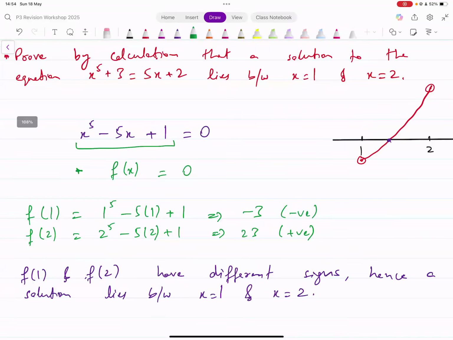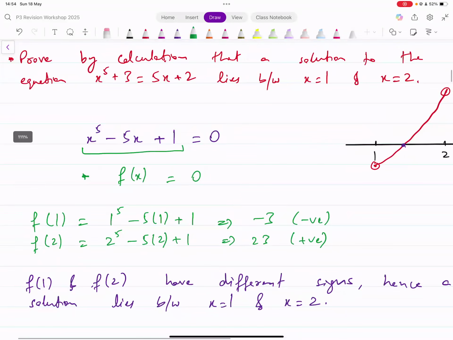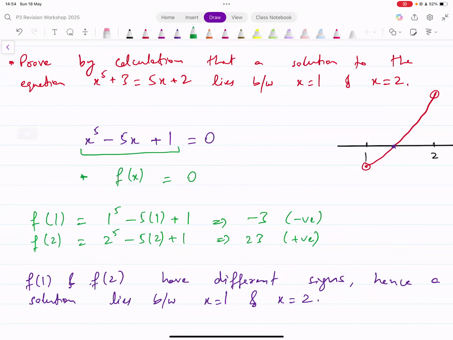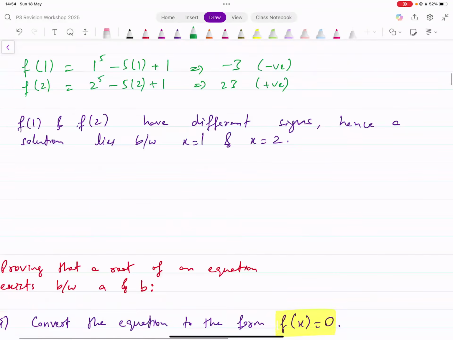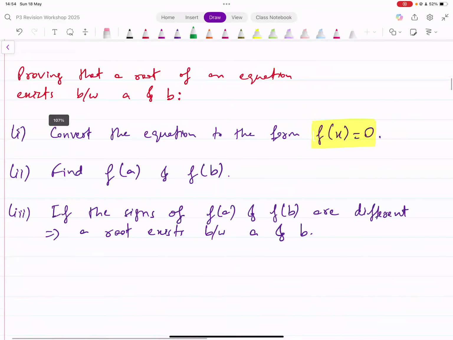Once you have done that, the expression that you have on the left side, you will call that f of x. And now you just input those values of x in this. Put x equals 1 in this, put x equals 2 in this. One of them is giving you a negative 3, the other is giving you positive 23. Sign is changing. You say a solution exists between these two values because of that. Okay. So that's the method that we use for this.